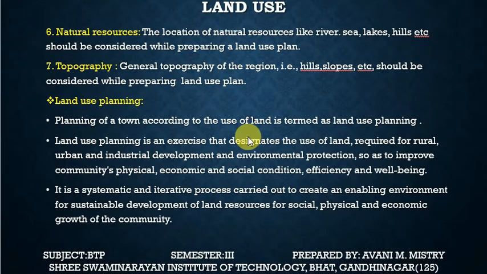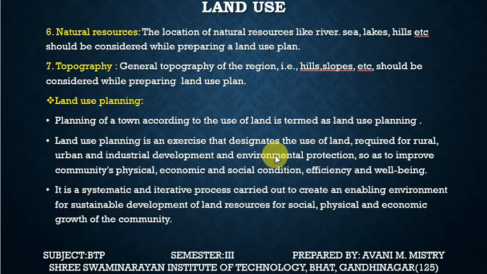Then next one is natural resources. The location of the natural resources like rivers, seas, lakes, hills should be considered while preparing a land use plan. Then next one is topography. General topography of the region, that is hills, slopes, etc. should be considered while preparing a land use plan.